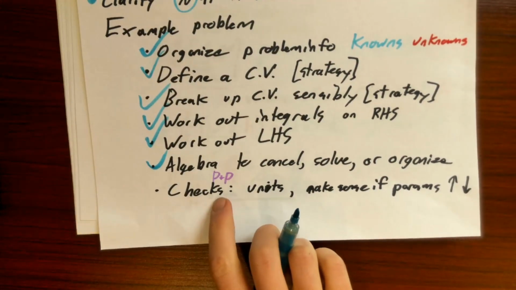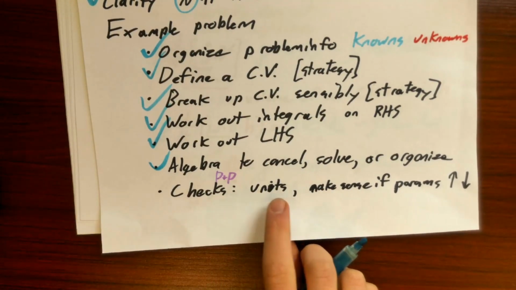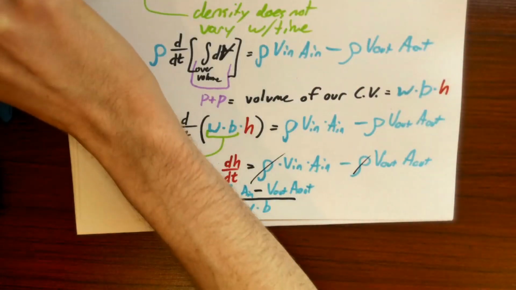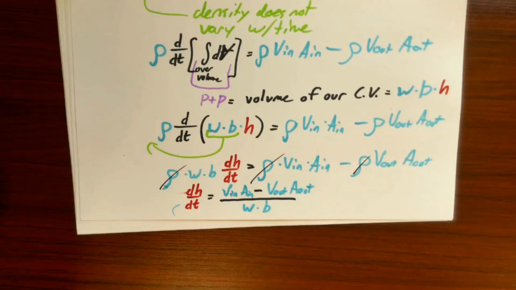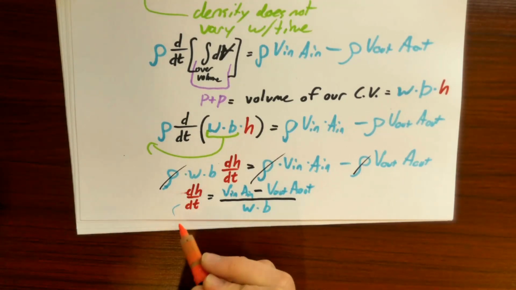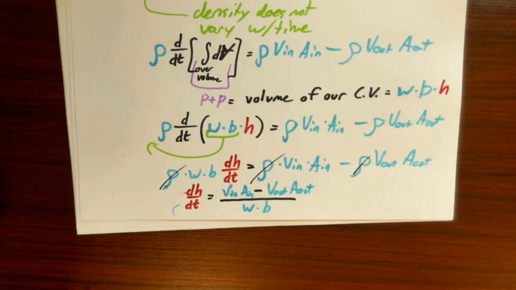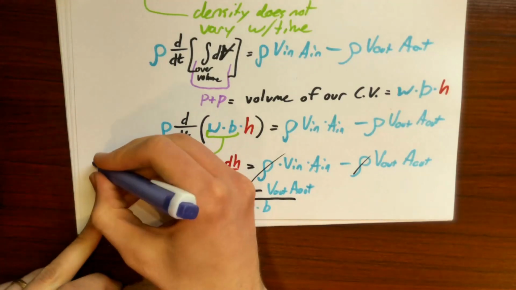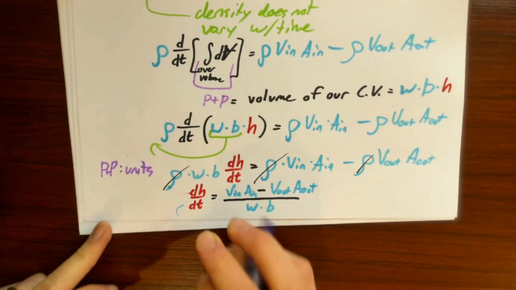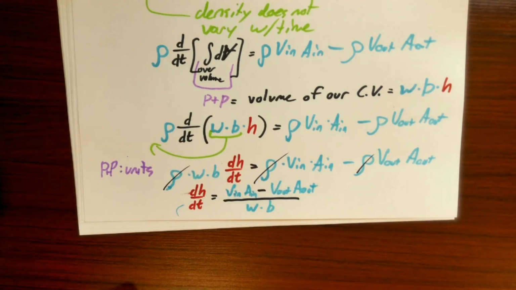Now, let's do some checks. First, we want to check units, and then we want to make sure that our results still make sense if our problem parameters go up and down. So let's check units. What are the units of dH/dt? So pause and ponder if you want. Do the units work out for this?